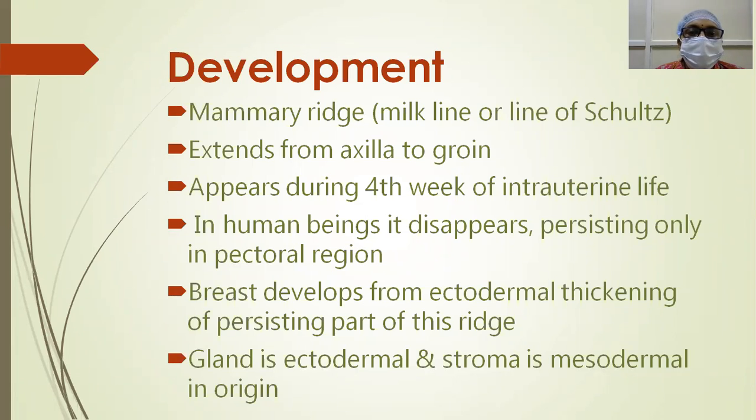So what happens in human beings? This line disappears, and only persists in the pectoral region. And the breast develops from the ectodermal thickening of the persisting part of this ridge. The gland is ectodermal and the stroma is mesodermal in origin. So it develops from the mammary ridge, also called the milk line or the line of shells, extending from the axilla to the groin.